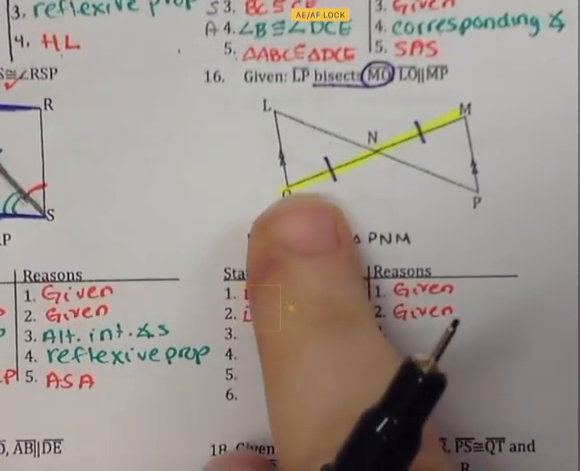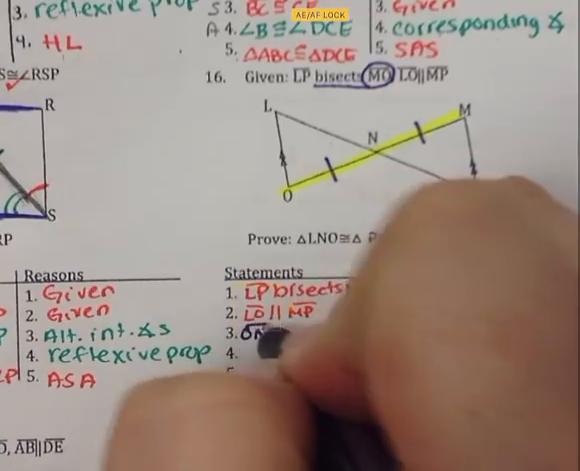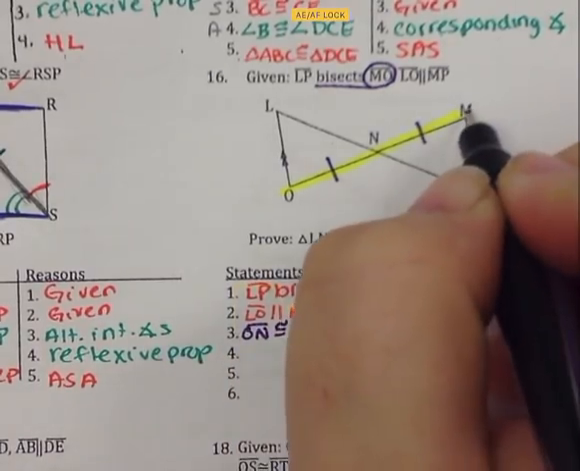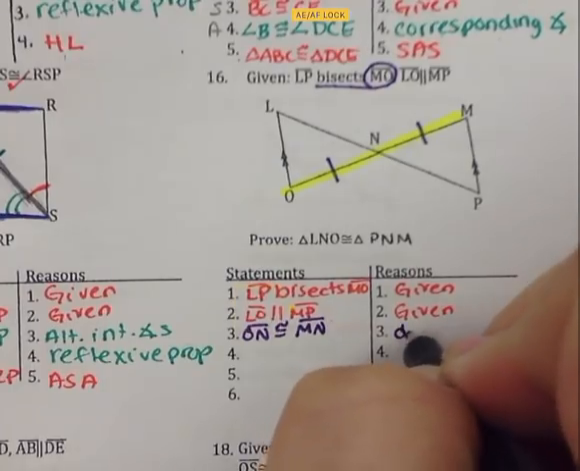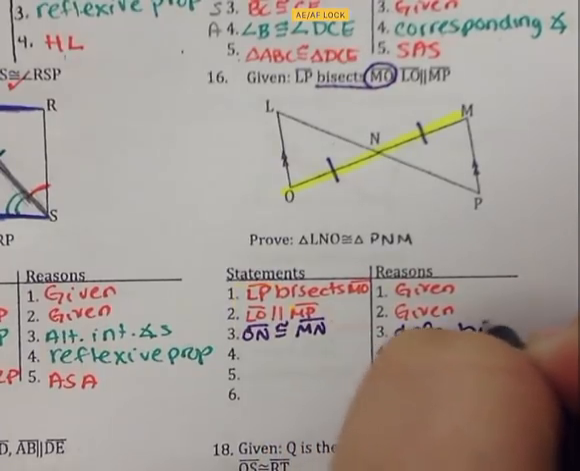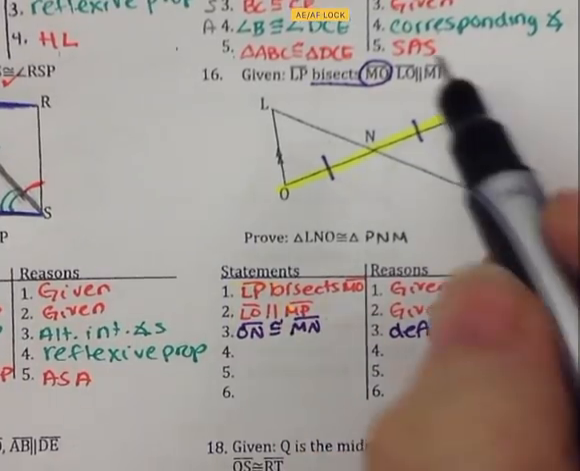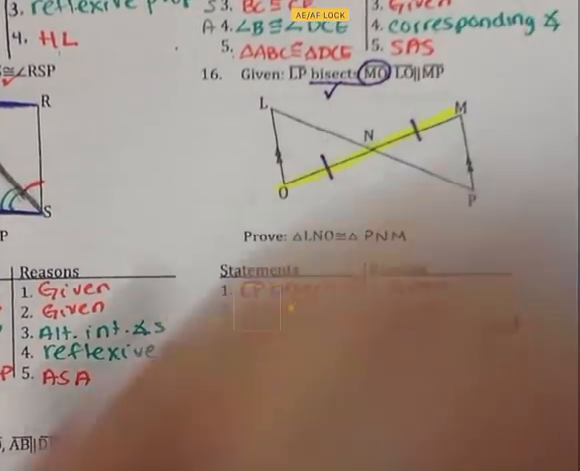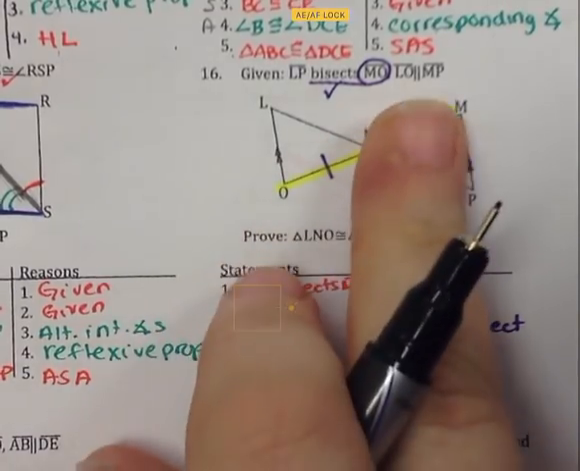So now we can say that segment ON is congruent to segment MN because of the definition of bisect. Okay. Now we have congruency, so we have a check mark on that one. Then we have to use this next one, parallel.